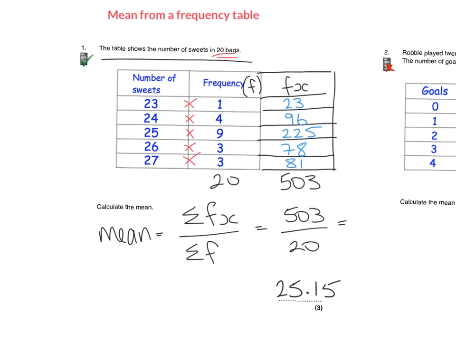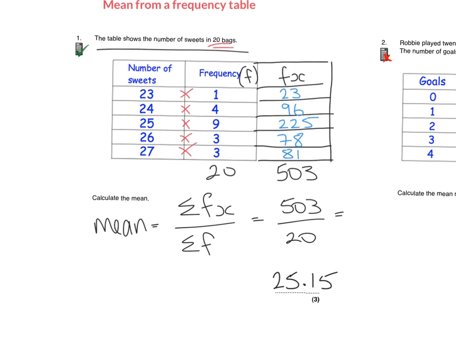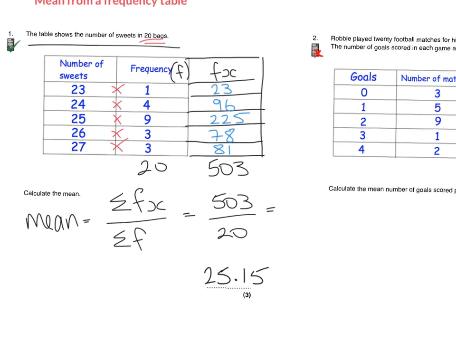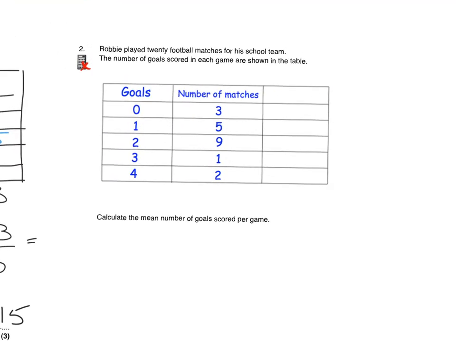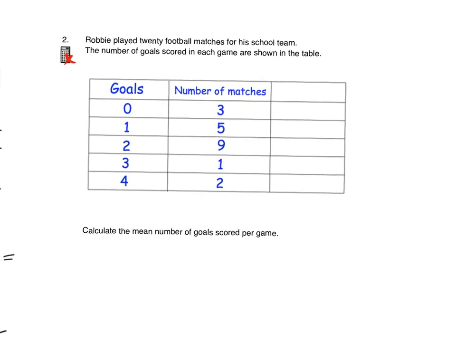Okay, so there's the first question. I would recommend you take that down, so just pause it and do so now. And the next question, okay. Bobby played 20 football matches for his school team. The number of goals scored in each game are shown in the table. Now this time they've actually put the column on for you, okay. You just have to fill it in.